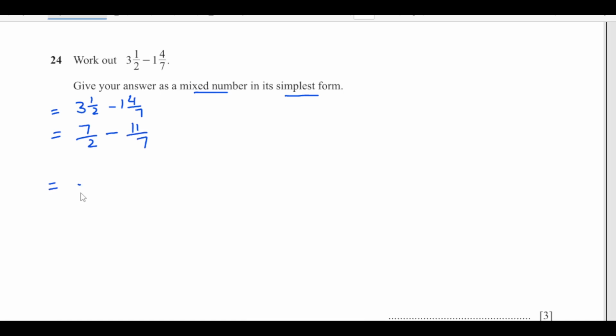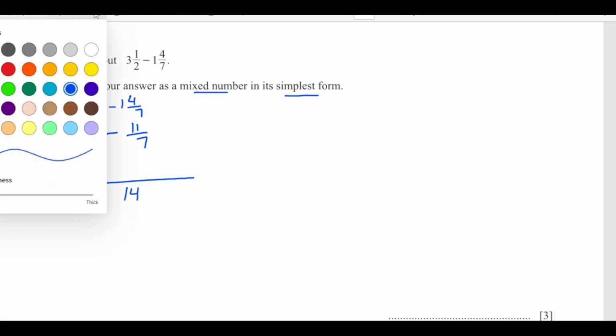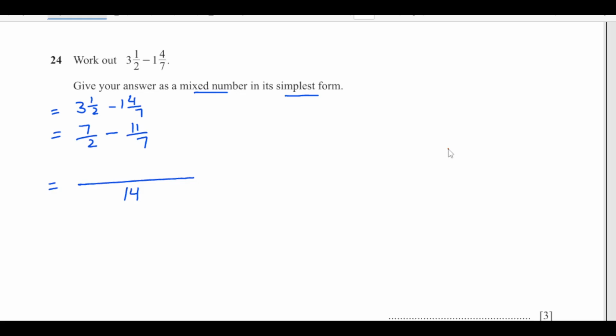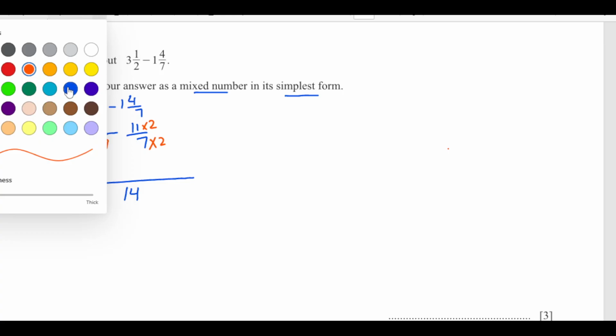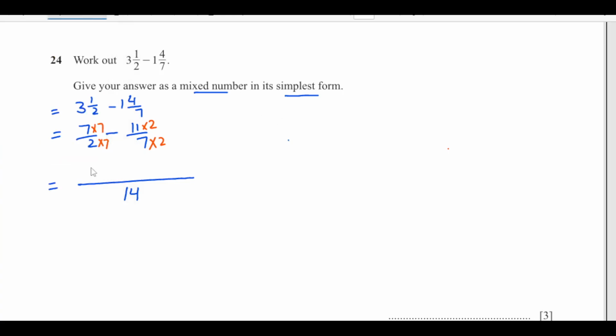Then we will take the LCM, or you make the denominators the same, it is the same thing, 14. To make this 14, I will multiply here by 7, and do the same in the numerator. Similarly, here to make this 14, multiply by 2, multiply by 2, right. Then we have the denominators the same, right. So, 7 times 7 is 49, minus 22. So, 49 minus 22 is 27 over 14.